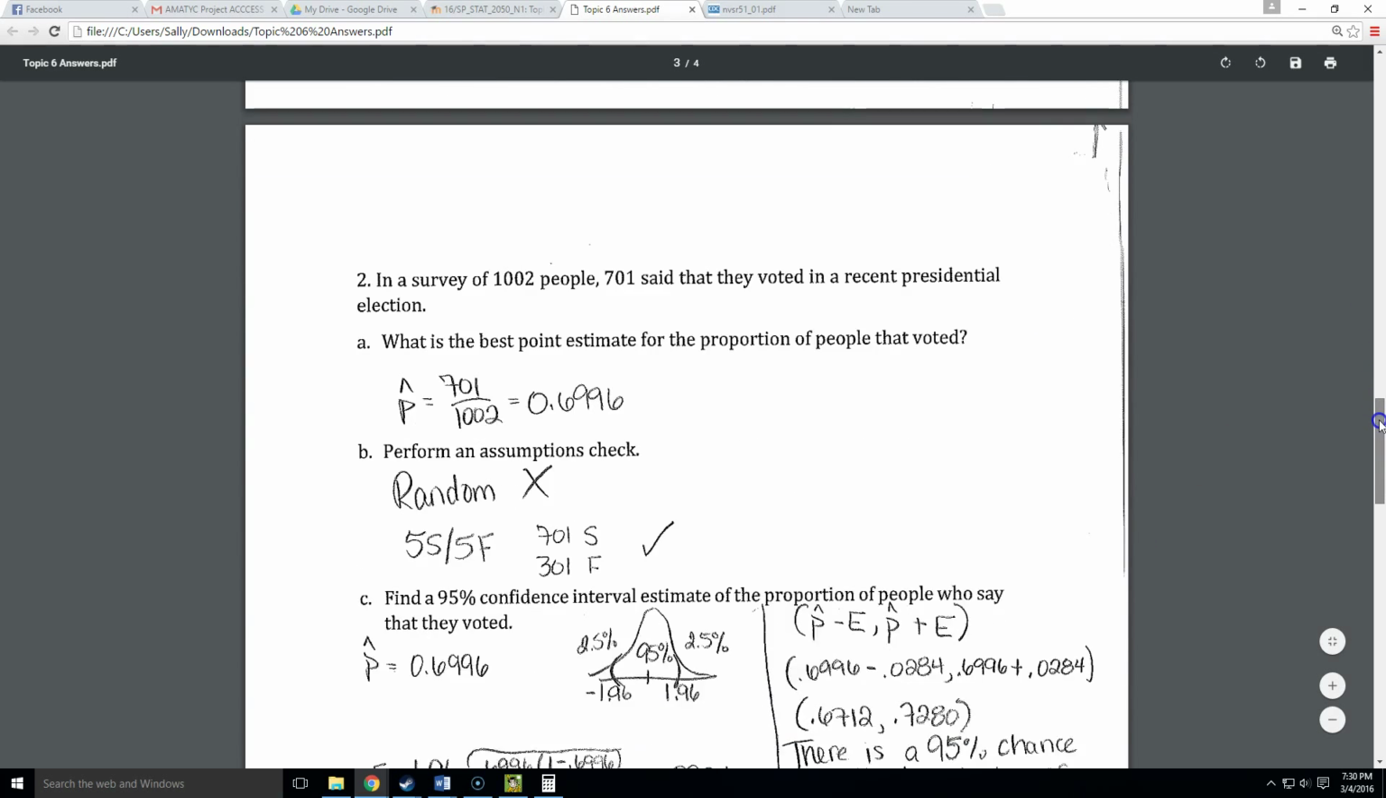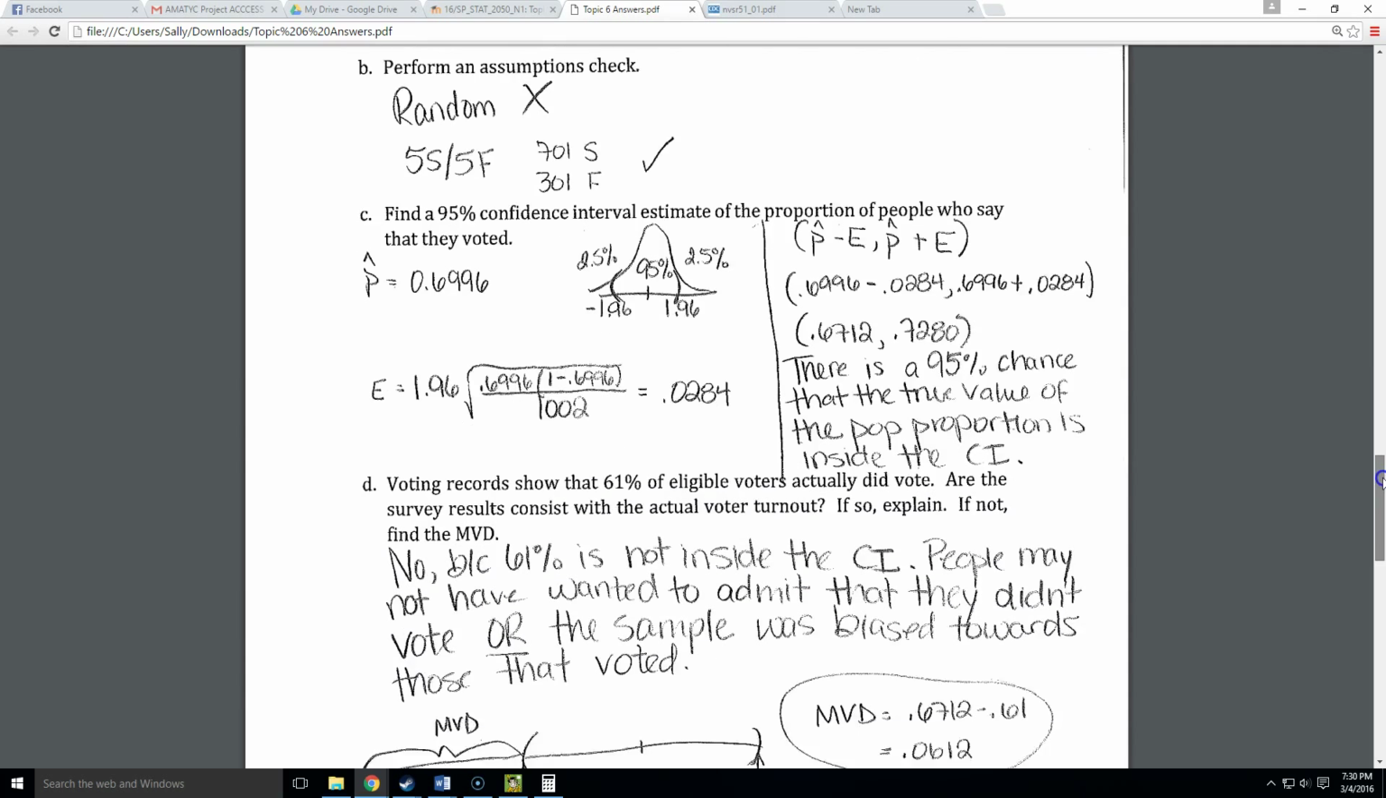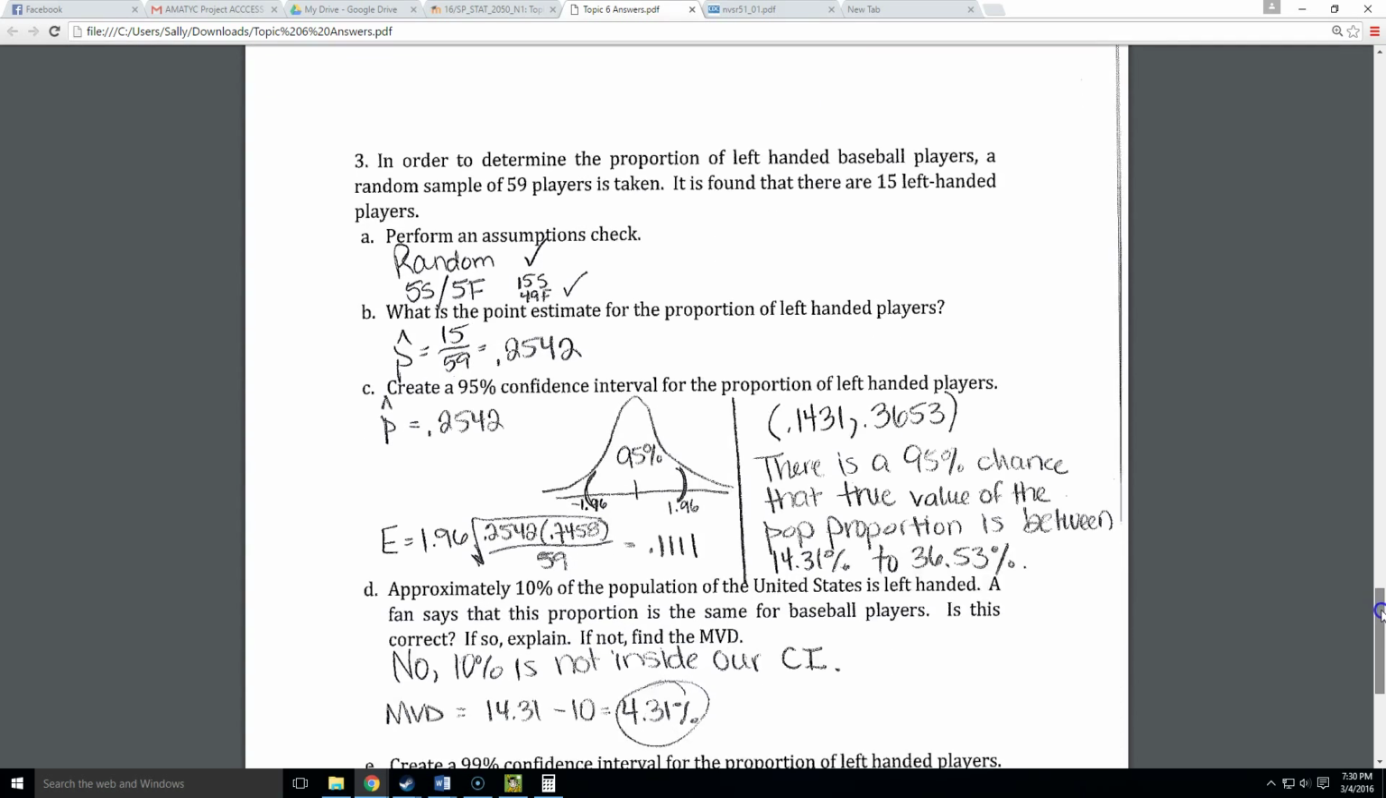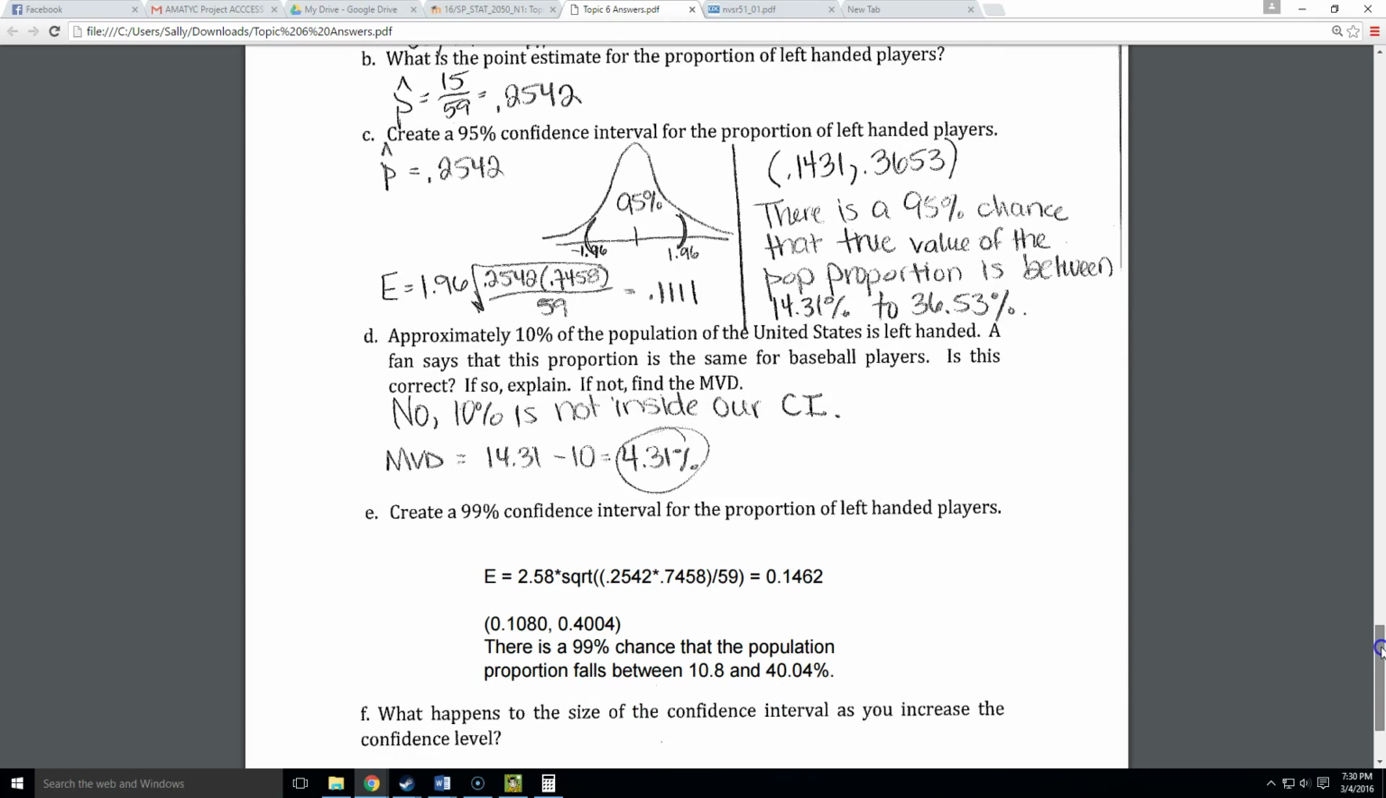So the next two questions here are very, very similar in nature. They are finding confidence intervals in the exact same way. So I'm going to leave this up to you.